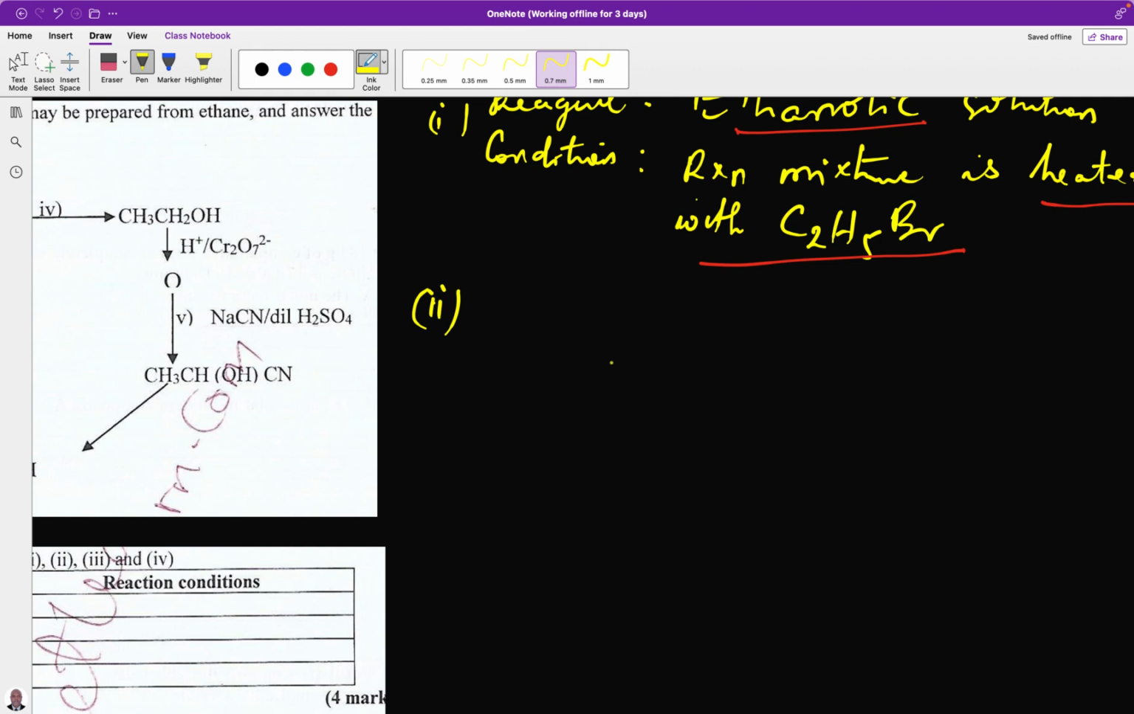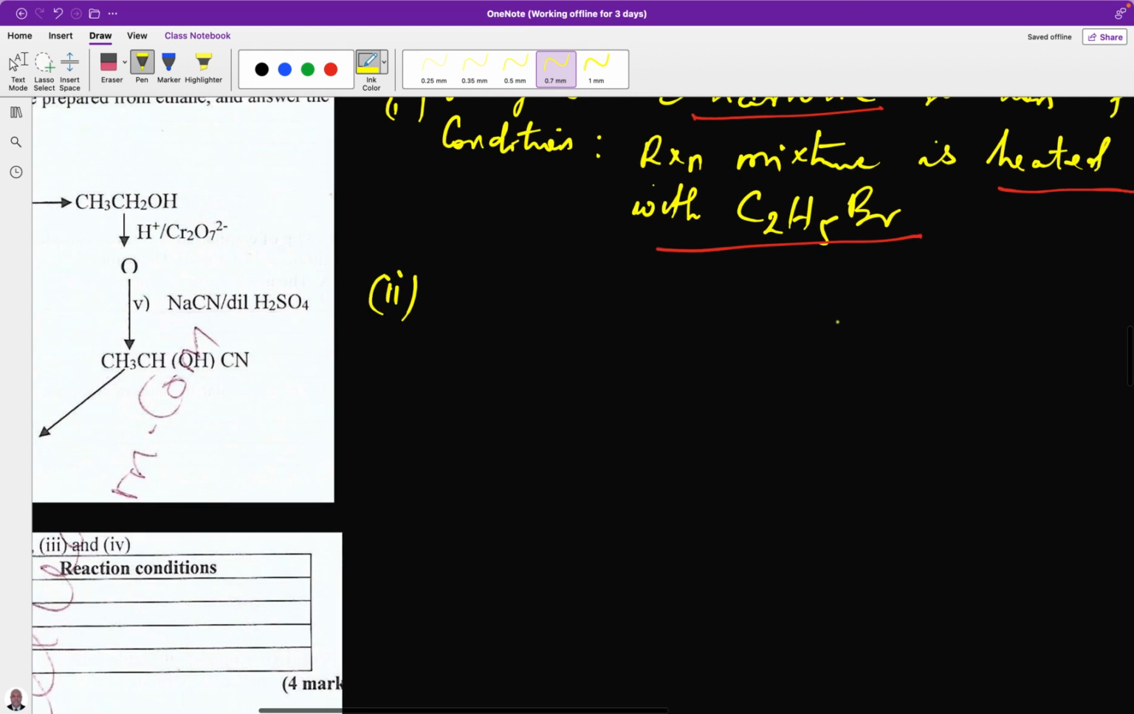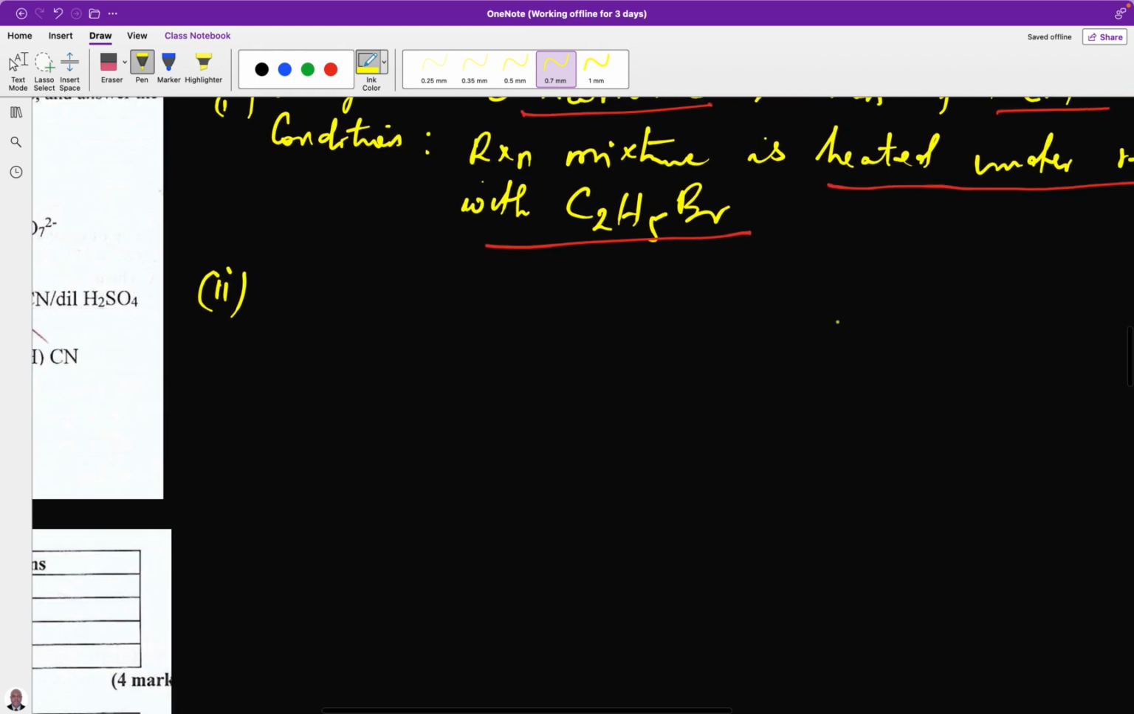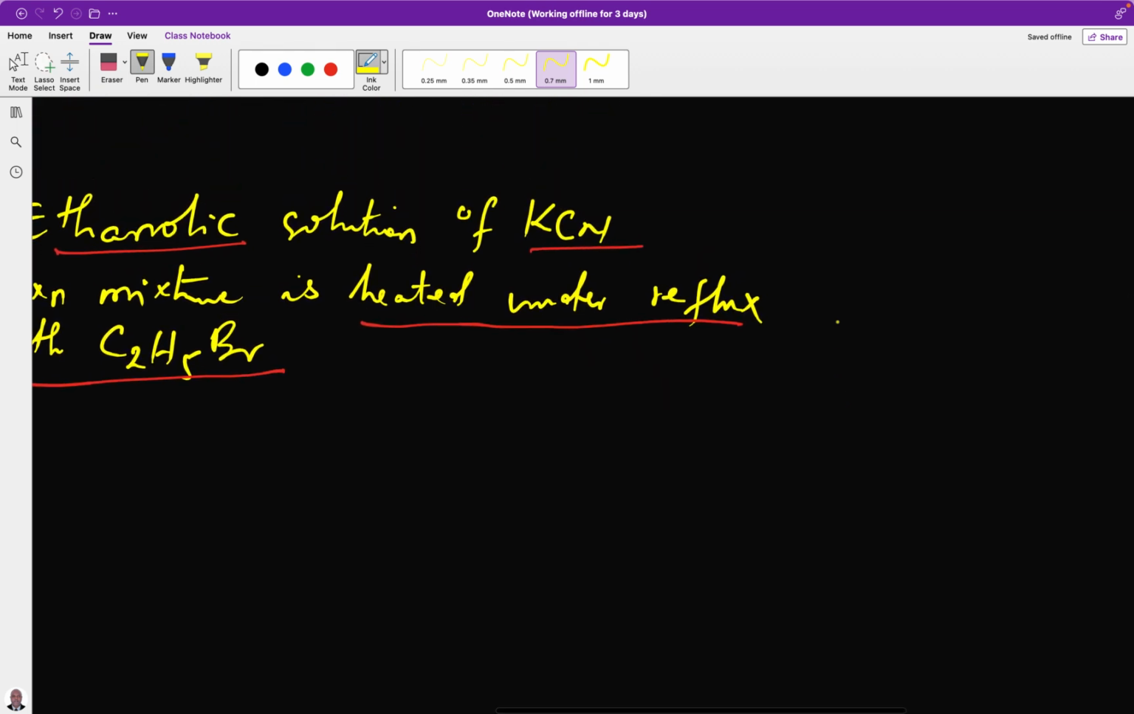In 2 here, by doing this, this will result in a compound. It's going to result in propane nitrile, that will be CH3CH2CN, propane nitrile. Is it going to result in propane nitrile? That's going to be the result of this.